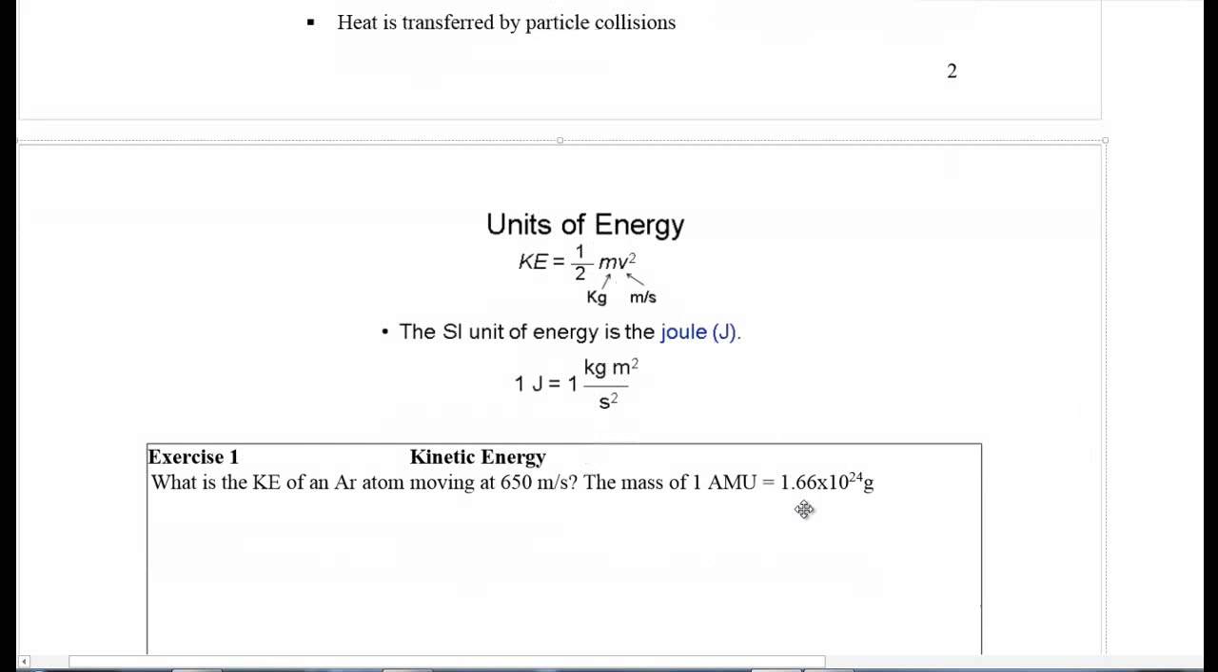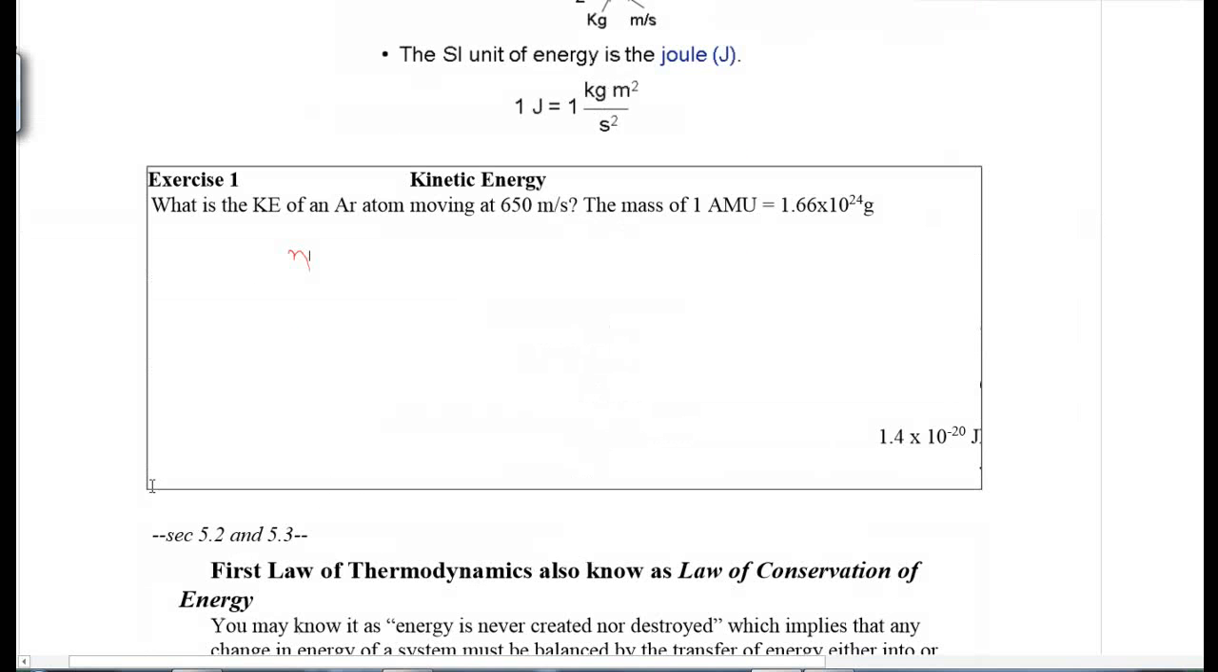Okay, so let's take a look at this problem here. Alright, so we want to know what is the kinetic energy of an argon atom moving at 650 meters per second. Okay, and it tells me the mass of 1 AMU, so I can use that in my work. Okay, so let's take a look. So if I'm going to use the equation KE equals 1/2 mv squared, I first have to get my mass for my argon atom.